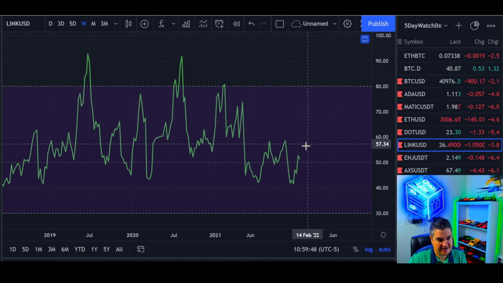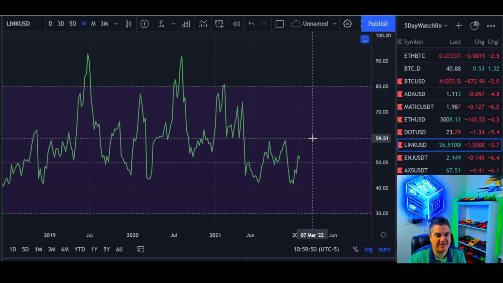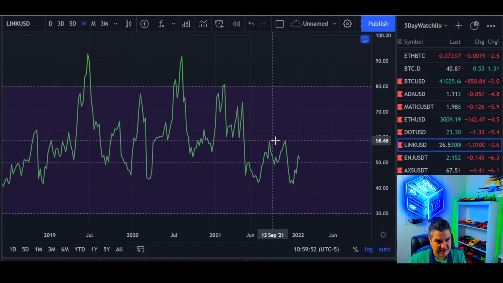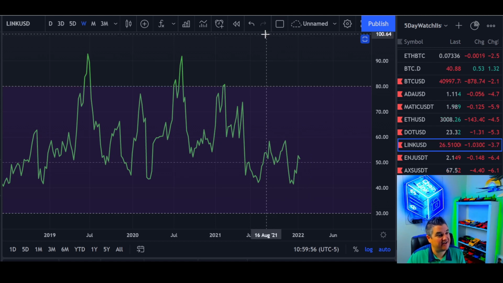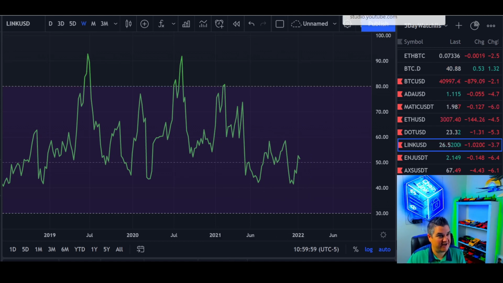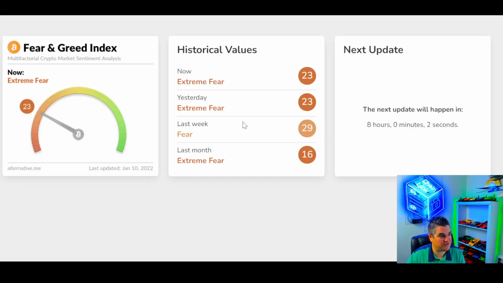But I think Link's itching to break out to the upside here. So watch for 58 on the weekly, that 70 to 72 level on the daily, and then, you know, to the moon. All right. What else we got? Crypto Fear and Greed Index. We're still at extreme fear. So maybe we're due for a bounce market wide in the next handful of days. Wink, wink.